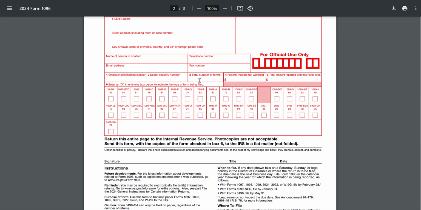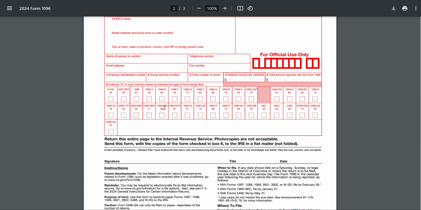Then you're going to have the total number of forms that you are filing. So if you have like 6 1099 NECs and 3 1099 miscellaneouses, you're going to have a total of 9 forms, okay? And then you're going to have federal income tax withheld, so the total across all the forms, the total amount reported with this Form 1096, so it's the total amount that you're reporting, and then you're going to mark all the forms that you are filing. Okay, so there's all these different forms that you could potentially be filing. 1099 miscellaneous and 1099 NEC, which are going to be the most common that you're dealing with, are right here. So you would check this box, okay? You would sign it, and then you would move on.